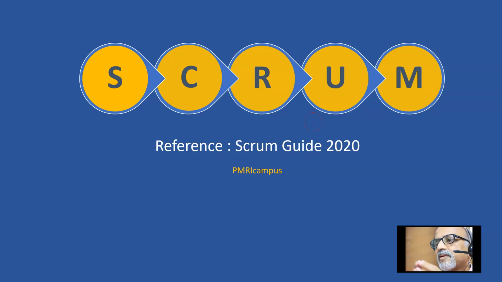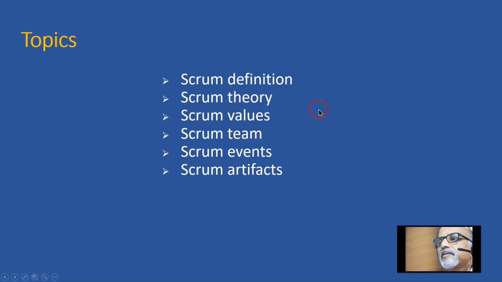Let me take you through the Scrum framework as defined in the Scrum Guide 2020. I request active watching of this video so that you understand the concepts very clearly. The topics we'll be covering in this video are the Scrum definition, Scrum theory, Scrum values, Scrum team, the Scrum events, and the Scrum artifacts.